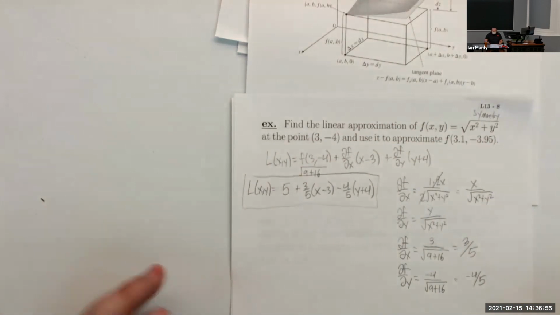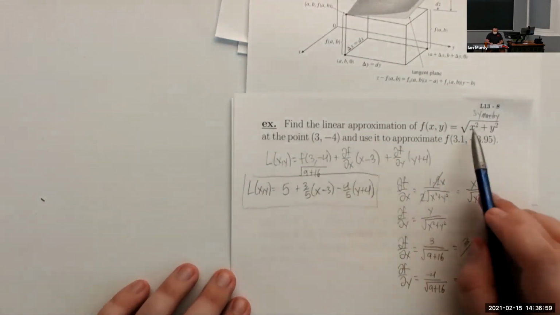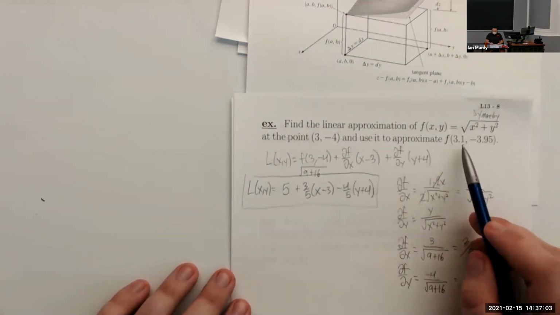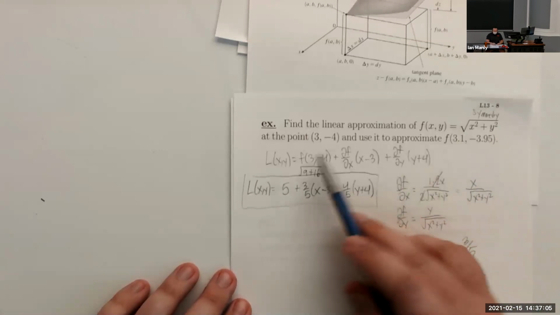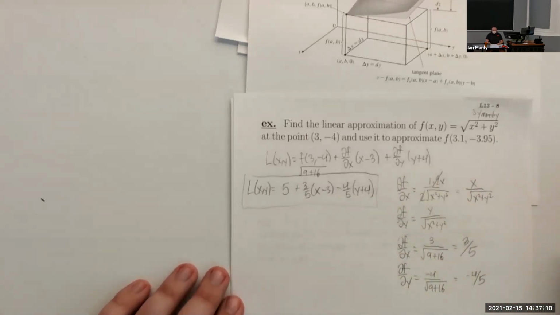All right, and then now's our time to use this. So if we were to put these directly into the function, it'd be 3, 4, 5, and we would get 5 as our answer. So that stands to reason that if we plug in numbers that are kind of close to 3 and -4, we should get a result that's kind of close to 5. That's exactly what's going to happen here.